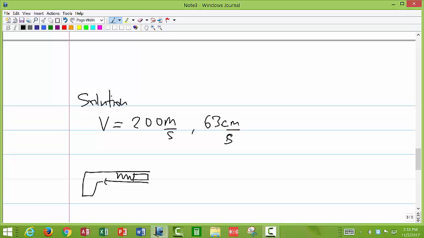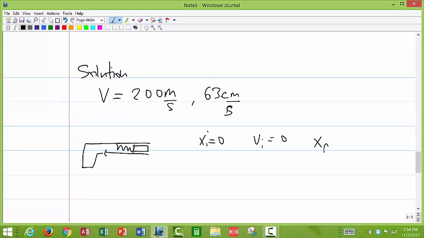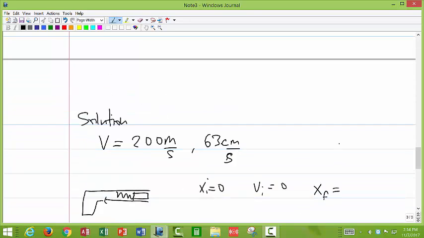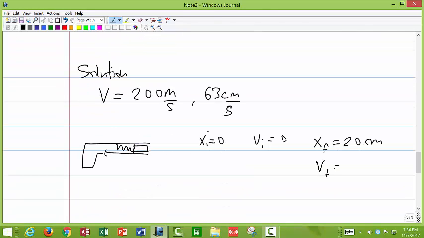So we know that initial position is equal to 0, since I said that it was at the reference point. V initial is also equal to 0. So it is compressed to 20 centimeters. Then we want to find V final.